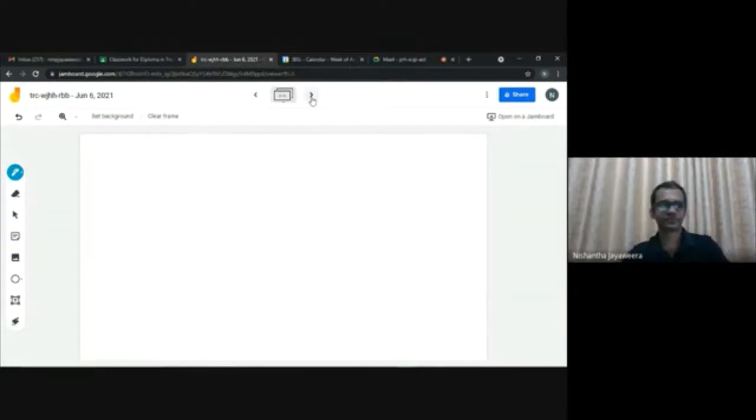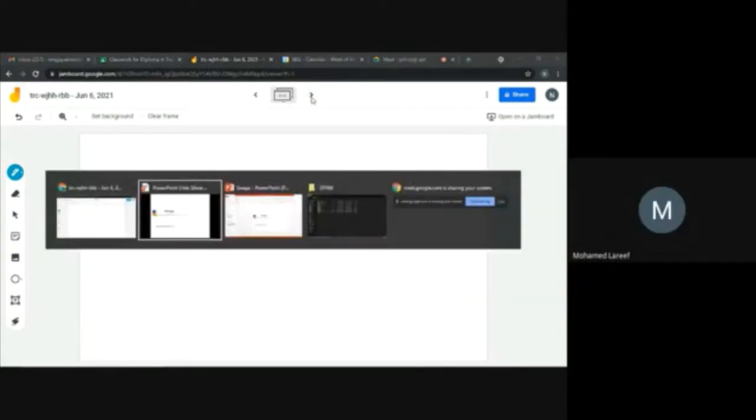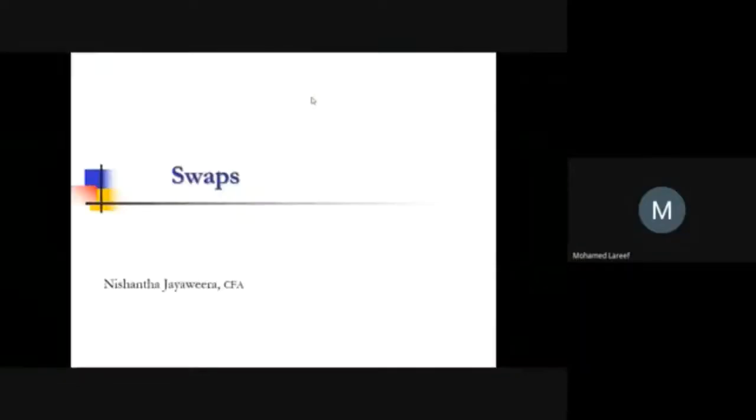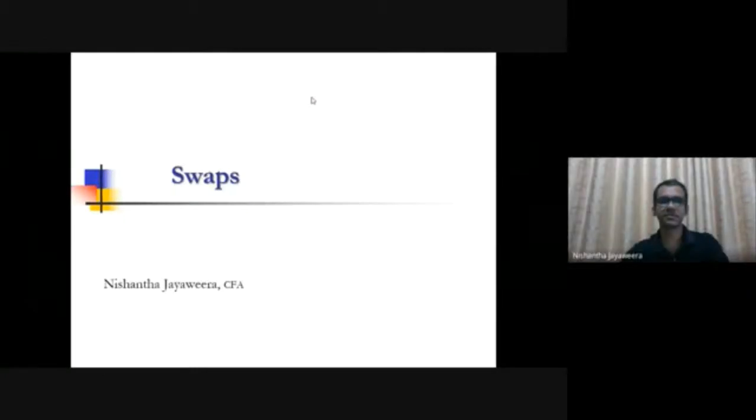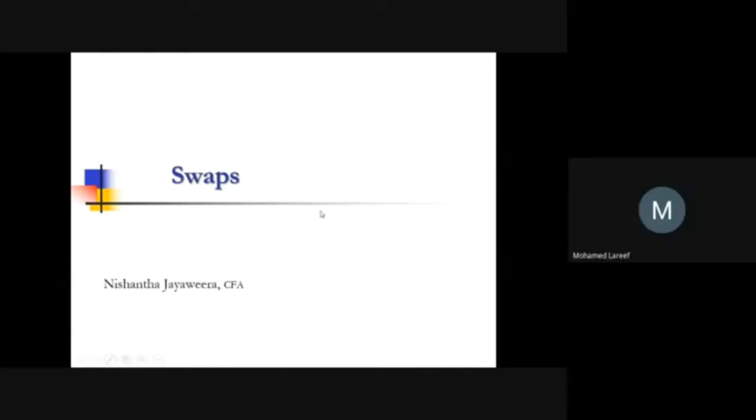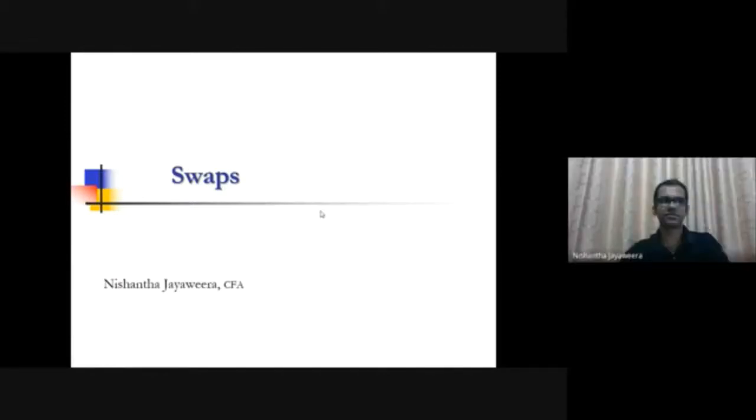So, Sir, in a swap, it should be the same currency pair, no? Yes, in an FX swap, it should be the same currency pair. So can we use different currency pairs? In a swap, no. Okay, thank you.